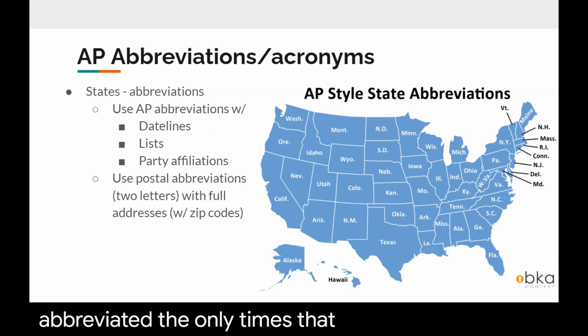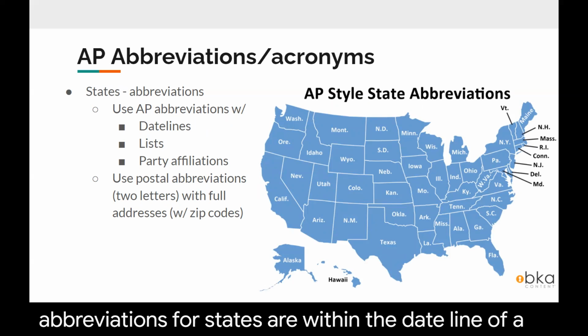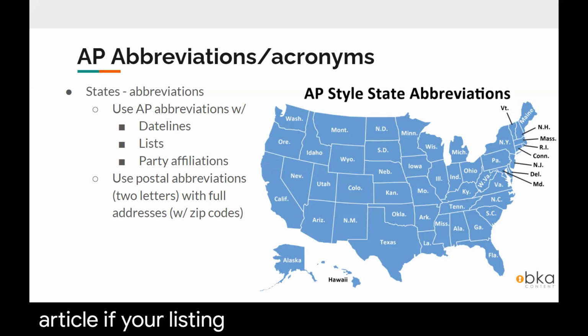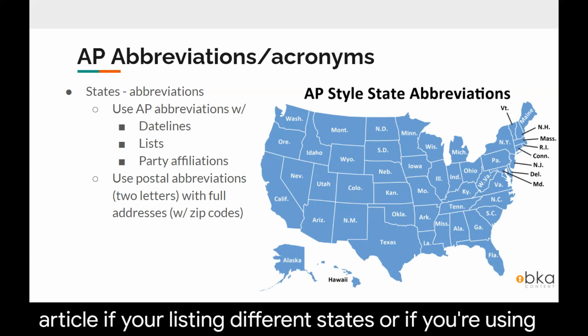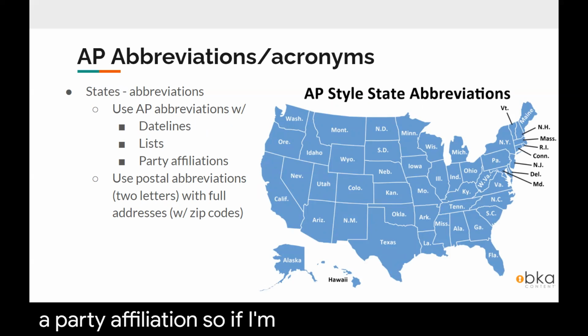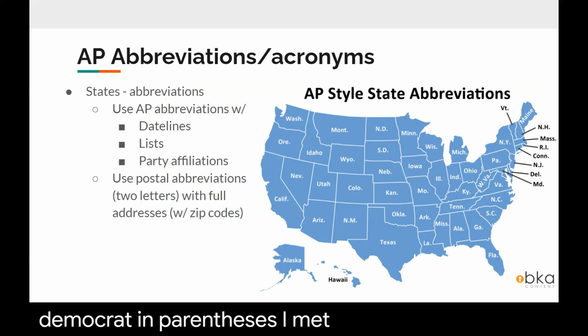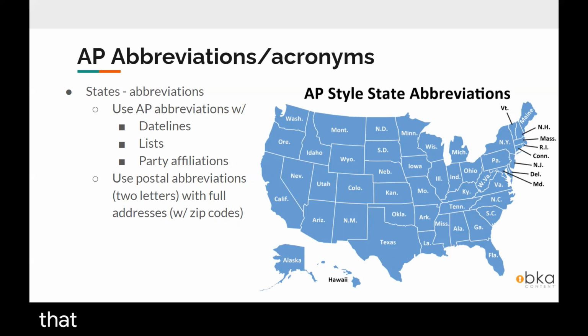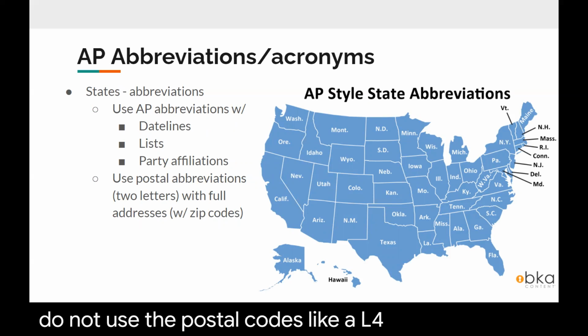The only times that you're going to use abbreviations for states are within the date line of an article, if you're listing different states, or if you're using a party affiliation. So if I'm saying that someone is a Democrat, in parentheses, I may put D dash and then the state with which that person is affiliated.